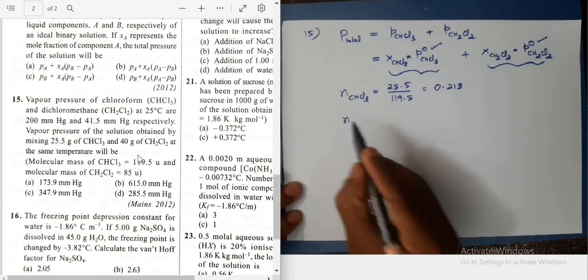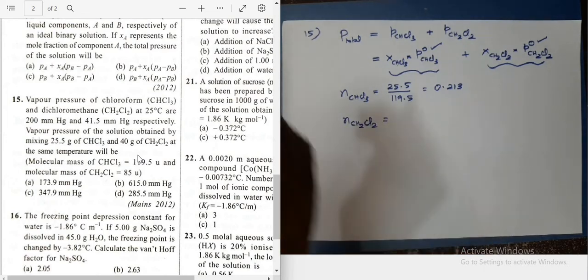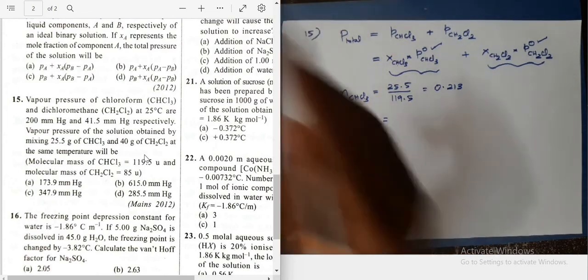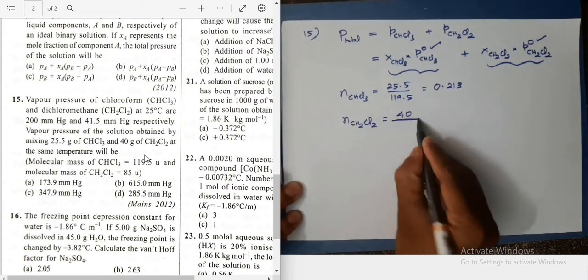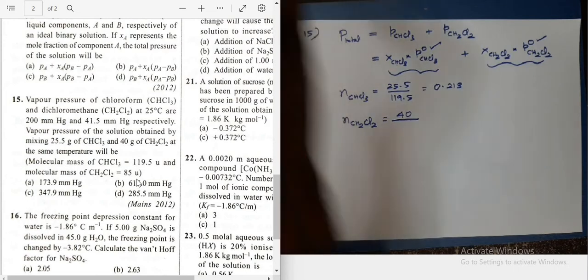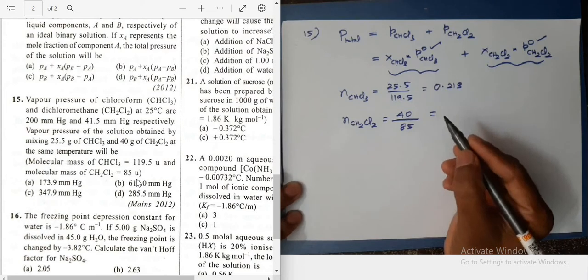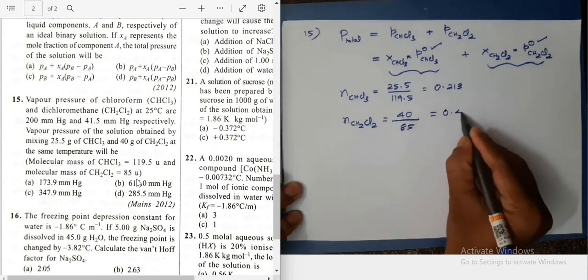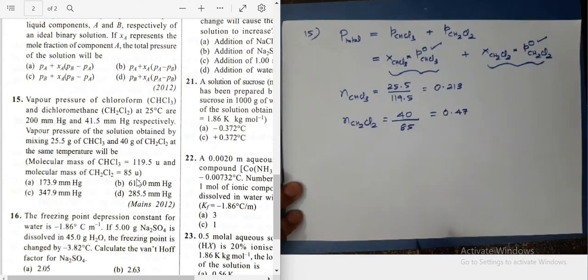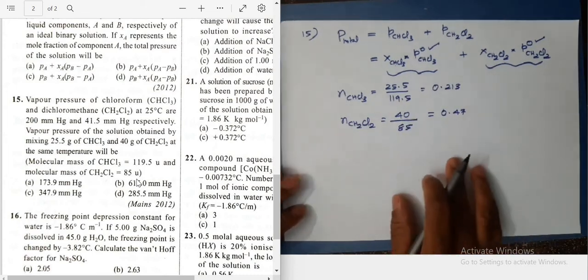Then the number of moles of dichloromethane, CH2Cl2. What's the mass of dichloromethane given? 40 grams. So 40 over the molecular mass of dichloromethane, which is 85. So 40 by 85 comes out as 0.47. So we have found the number of moles. Once you know the number of moles, you can calculate the mole fraction.